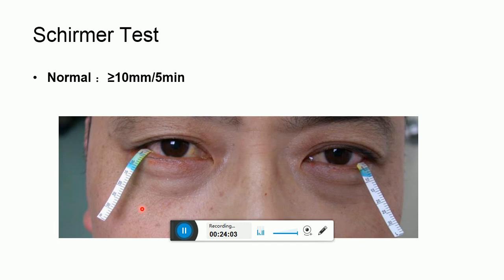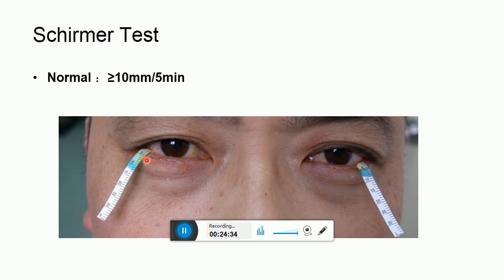First, the excessive tears are delicately dried. If topical anesthesia is applied, the excess should be removed from the inferior fornix with filter paper. Then the filter paper is folded 5 mm from one end and inserted at the junction of the middle and outer third of the lower lid.